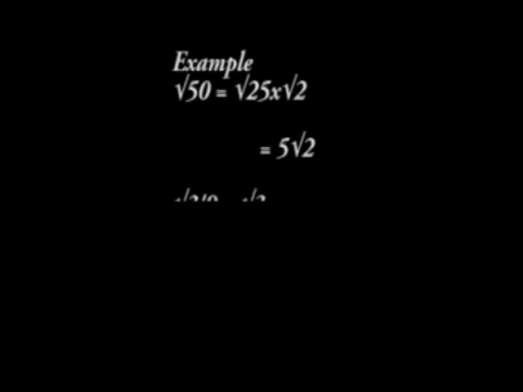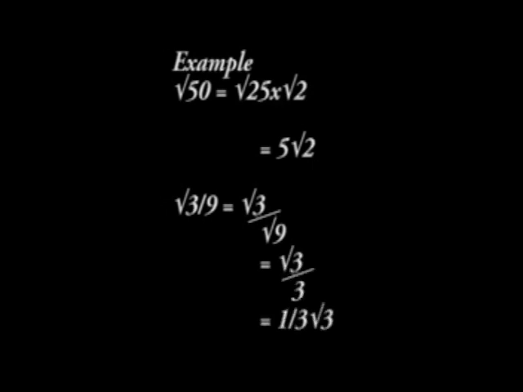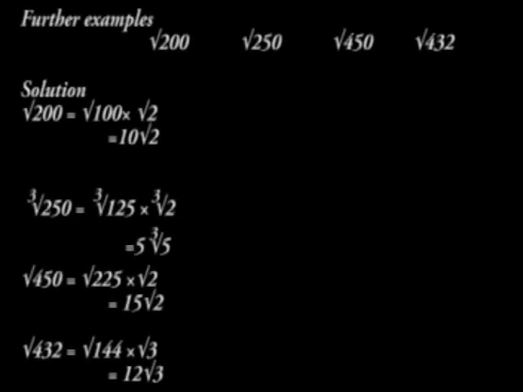Similarly, root 3 over 9 can be expressed as root 3 over root 9, and we end up with root 3 over 3. Further examples, simplify the following. These examples are illustrated below.